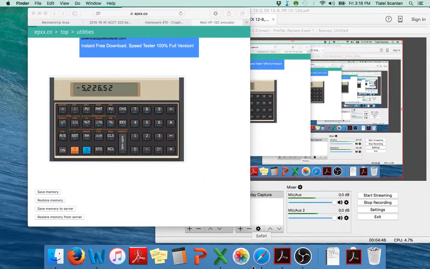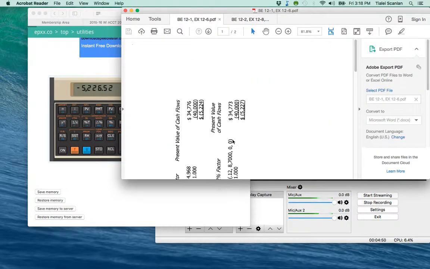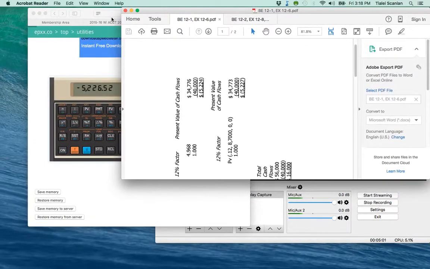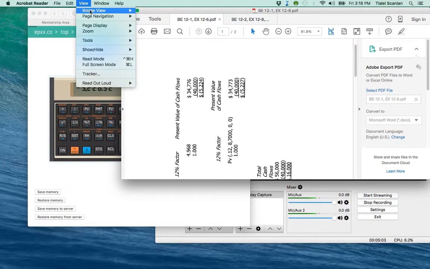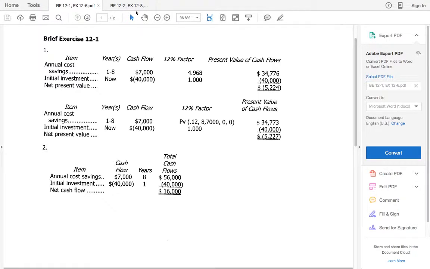So if we look at, let's see, I downloaded this answer sheet. I wonder if I can view it, rotate it clockwise. Okay, just so you can see what you'll see for the answers.